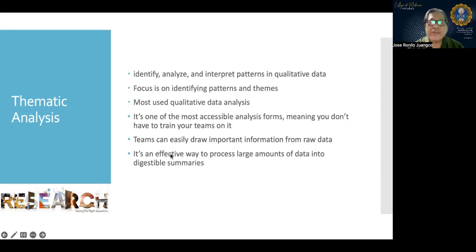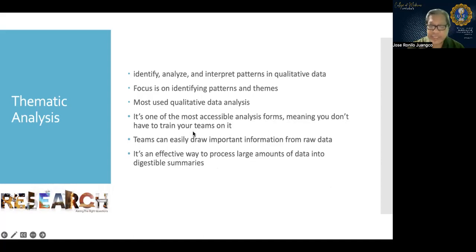Thematic analysis is one of the most frequently used qualitative data analyses. Almost all qualitative research that I see will make use of thematic analysis. Okay, so this is the most frequently used qualitative data analysis. For thematic analysis, you identify, analyze, and interpret patterns in the qualitative data. This is focused on identifying patterns and themes. Okay, it is also one of the most accessible analysis forms, meaning you don't have to train your teams on it. Okay, so it's very easy.